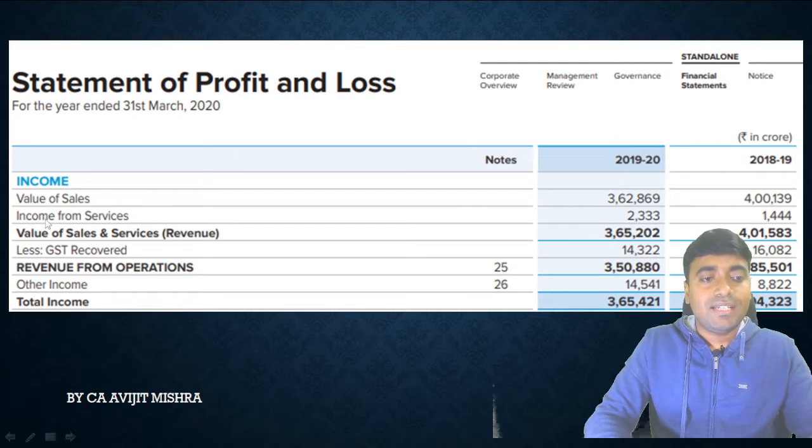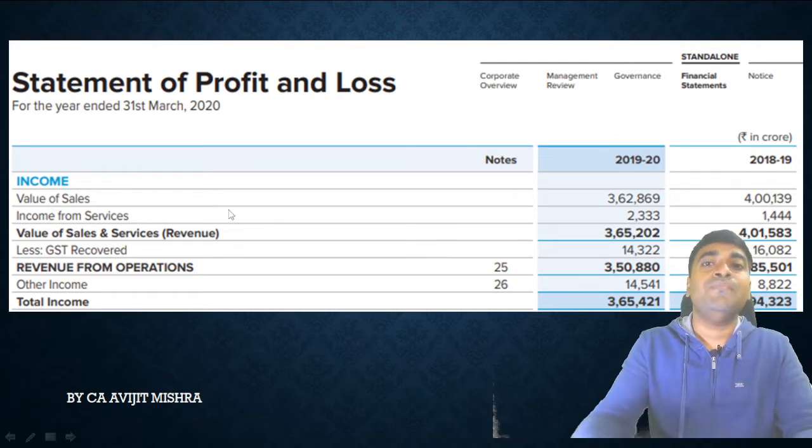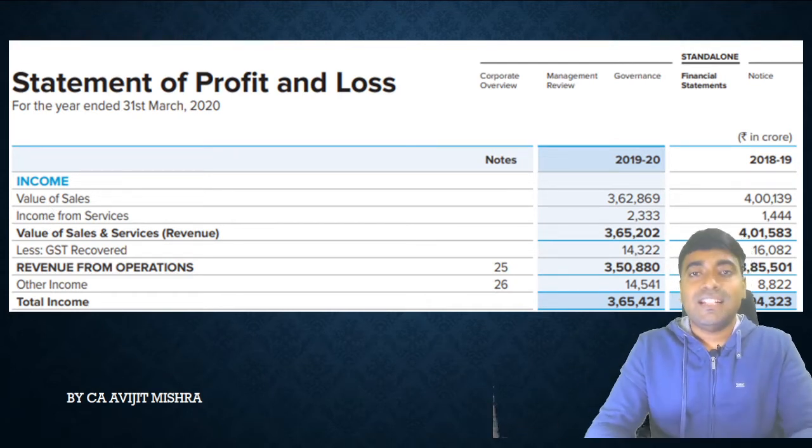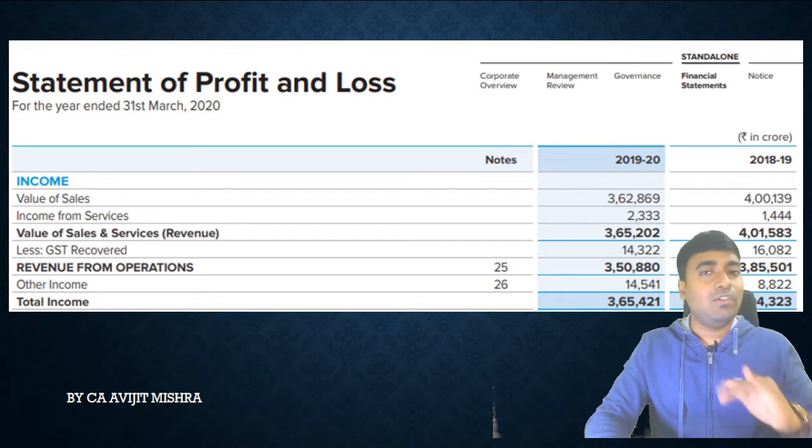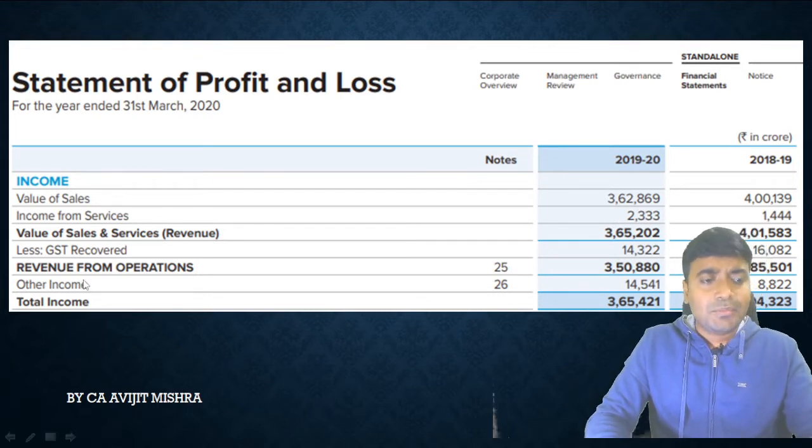In the same manner, value of services. Take the example, I am a professional, I am giving some services in the financial world. So that is basically called the value of services. So in the income statement there are basically two components, value of sales and value of services. Let's come to the third part.